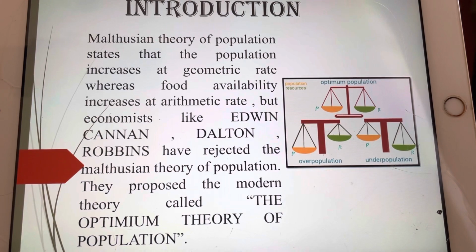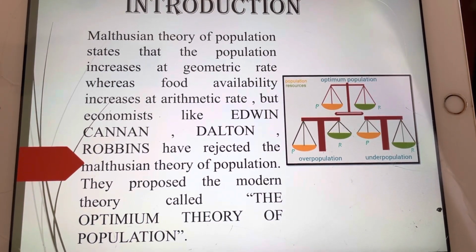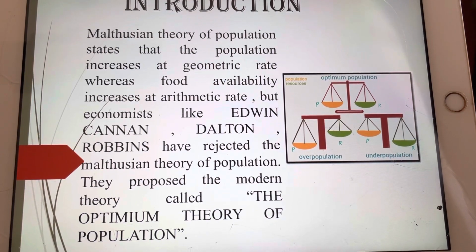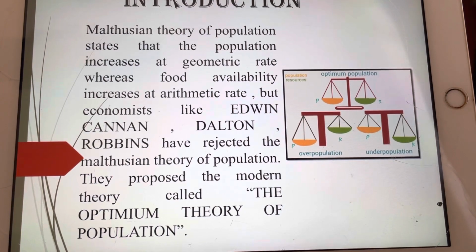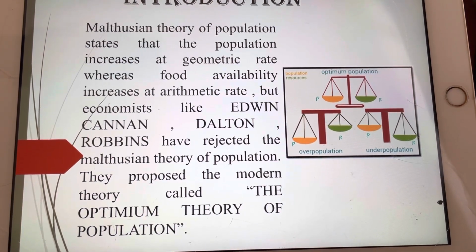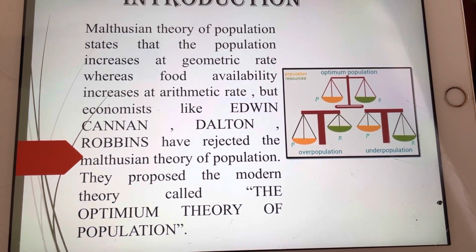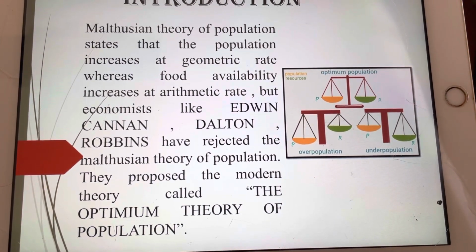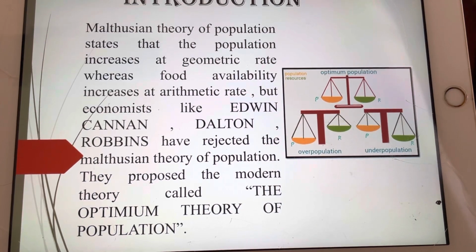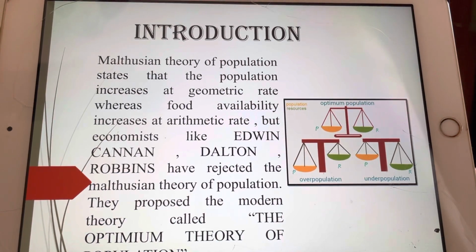Now we will discuss optimum theory of population. Why have these economists rejected Malthusian theory of population, and what is the new concept that is taken in optimum theory of population? The economists Edwin Cannan, Dalton, Robbins have rejected the Malthusian theory of population, and they proposed the modern theory that is called optimum theory of population.